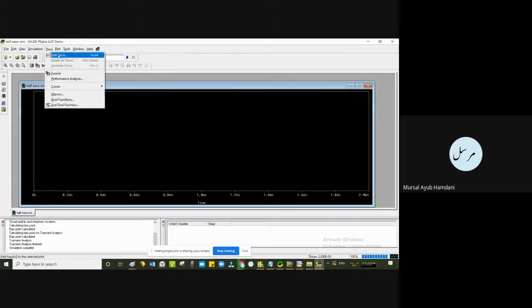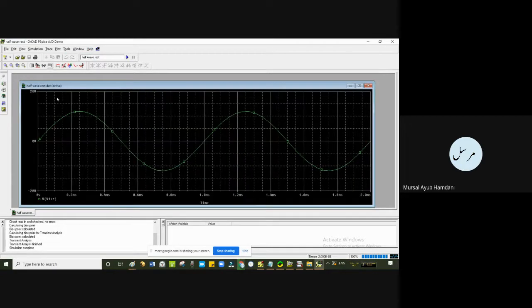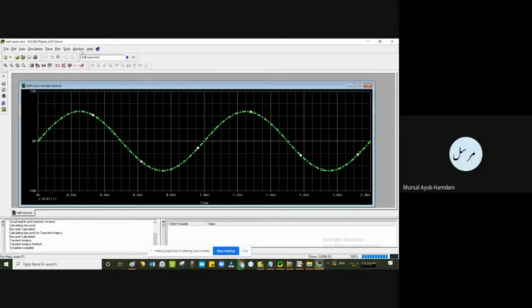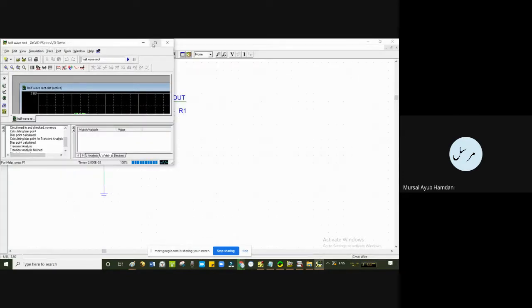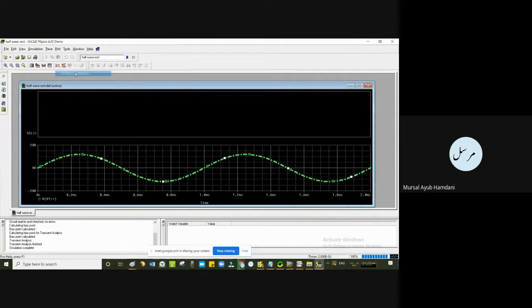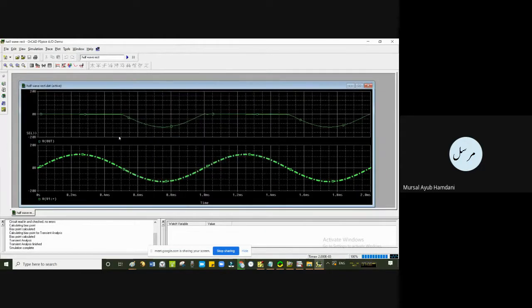Now trace, as you remember, V1 plus, properties, the width. Then trace. You can also add this in another window. Plot, add plot a window. So at the top you should plot the other one. That was V out. So you can see now the positive side gets clipped and the negative one exists. So a different type of half wave rectifier, you can say.